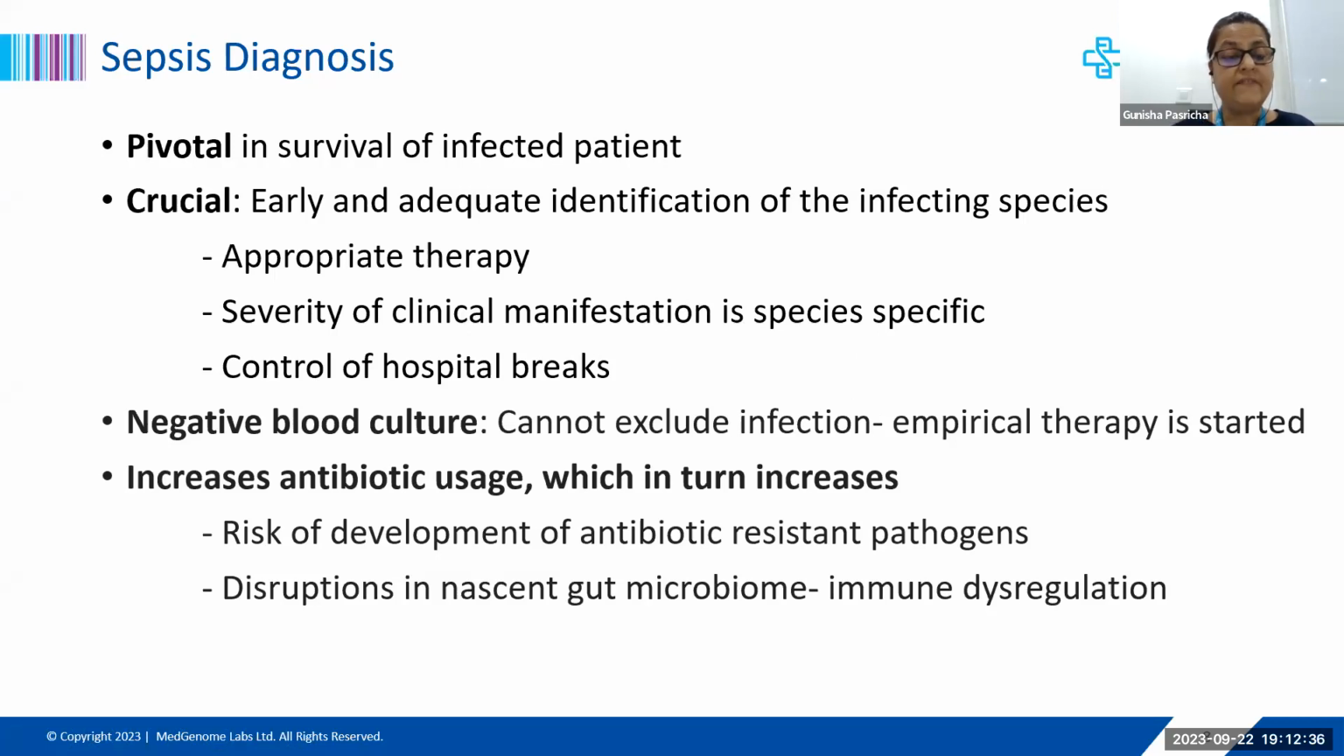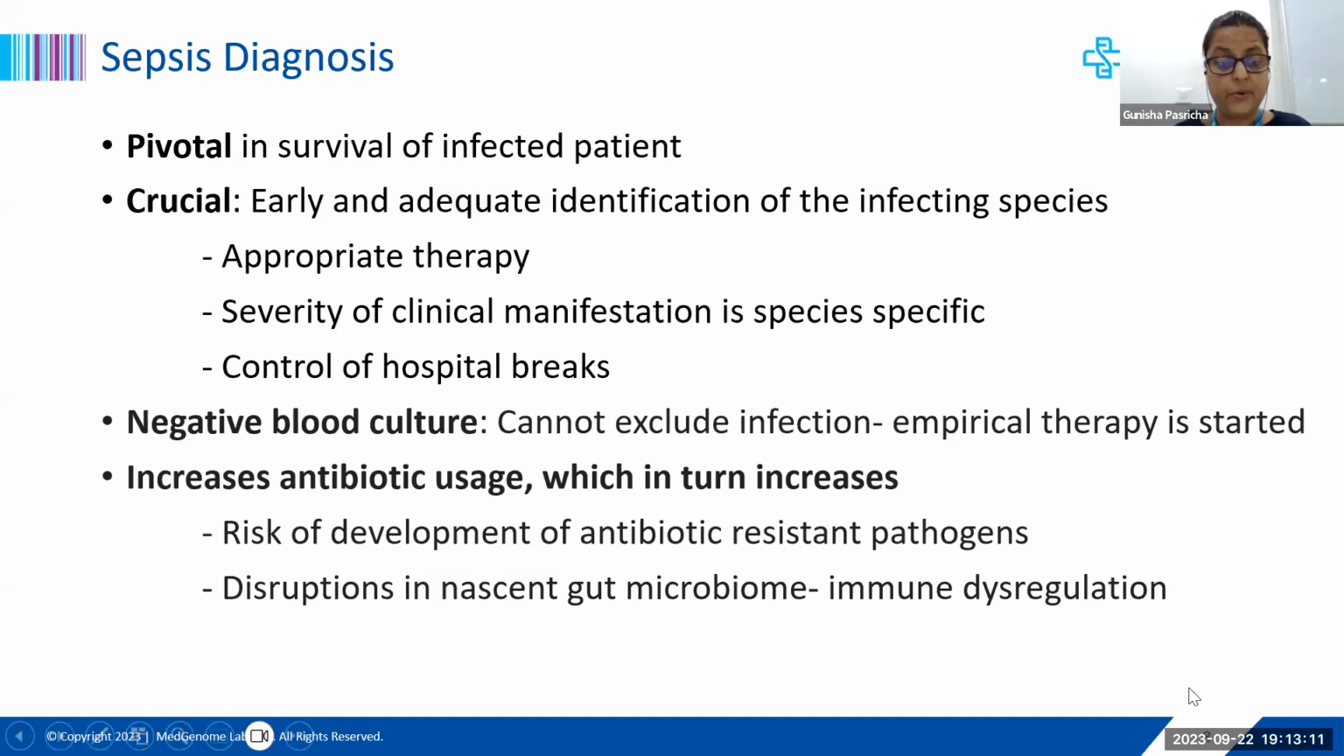pretty low. So even if the blood culture is negative, empirical therapy is started, which leads to sometimes bacterial, antiviral, as well as antifungal therapies being started, which also causes a lot of toxicity because of the antifungals. And obviously, if antibiotics are started, there's always a risk of drug resistance for all the bacterial infections. So as I mentioned, increased antibiotic usage is there, which in turn increases the development of antibiotic resistance.